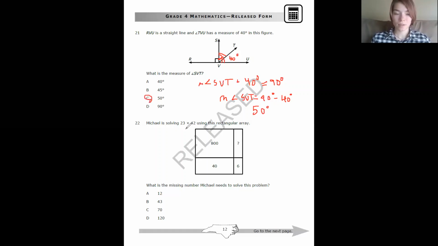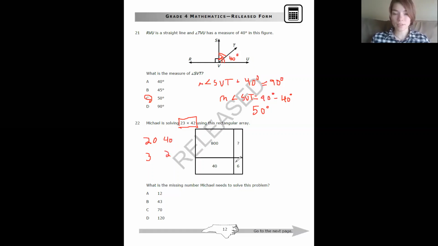Okay, number 22. Michael is solving 23 by 42 using this rectangular array. What this rectangular array is doing is splitting each of these numbers up into a tens part and a ones part. So 23 is being split into 20 and 3, and 42 is being split into 40 and 2.